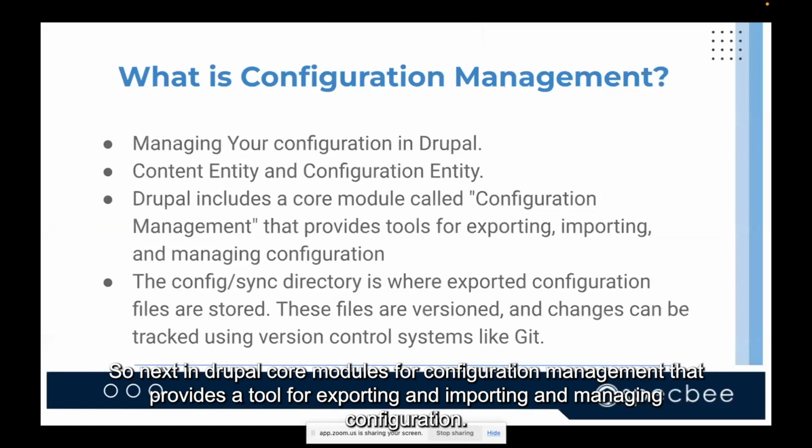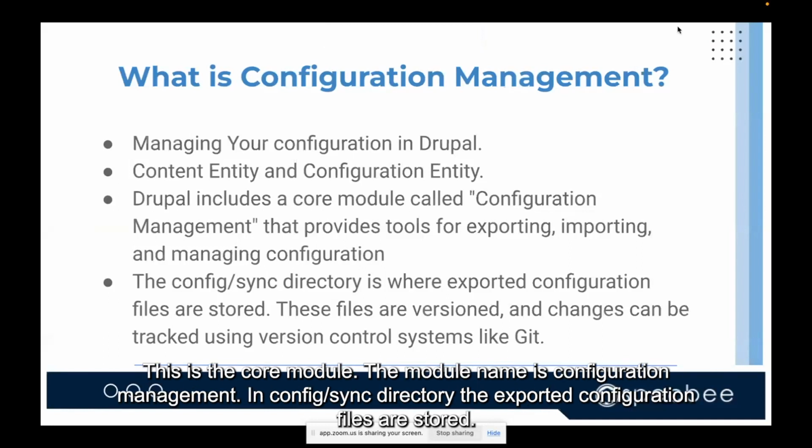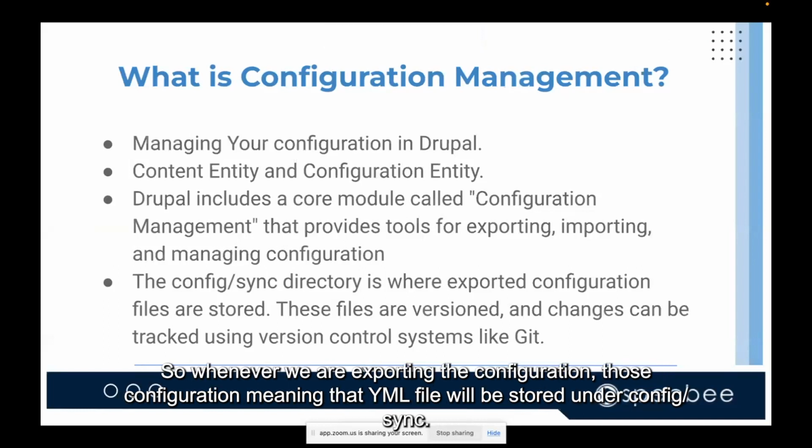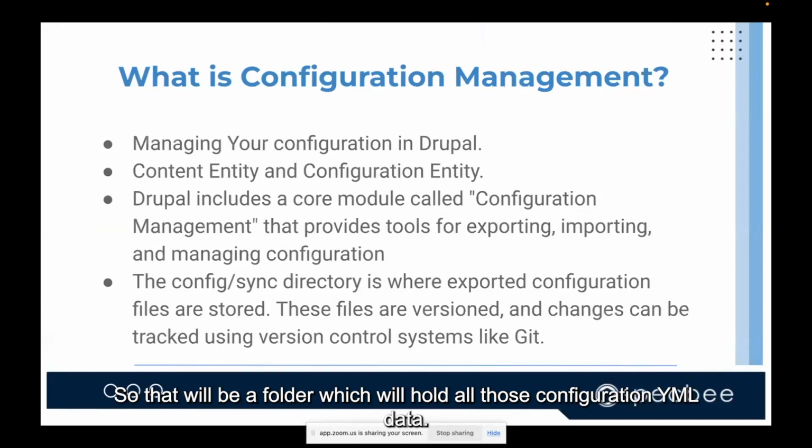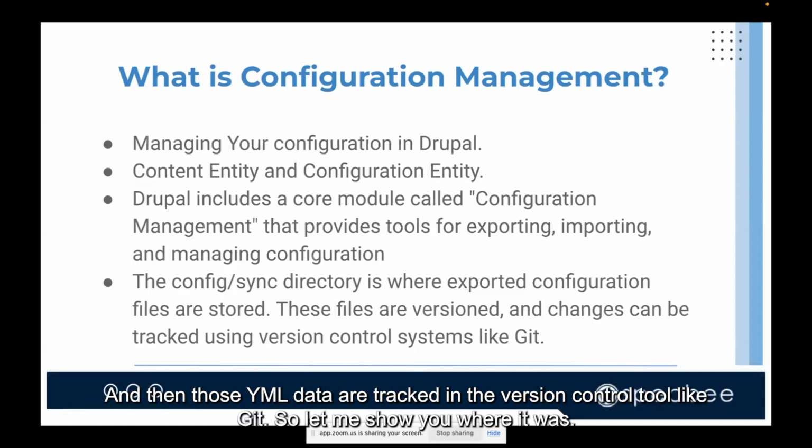In Drupal core modules, configuration management provides a tool for exporting, importing and managing configuration. This is the core module, meaning the module name is configuration management. In the config sync directory, the exported configuration files are stored. So whenever we are exporting the configuration, those configurations, meaning the YML files, will be stored under config/sync. There will be a folder which holds all those configuration YML data, and those YML data are tracked in a version control tool like Git. So let me show you where it is stored.